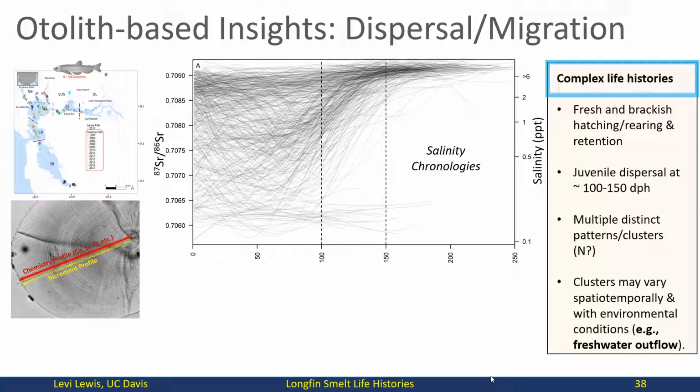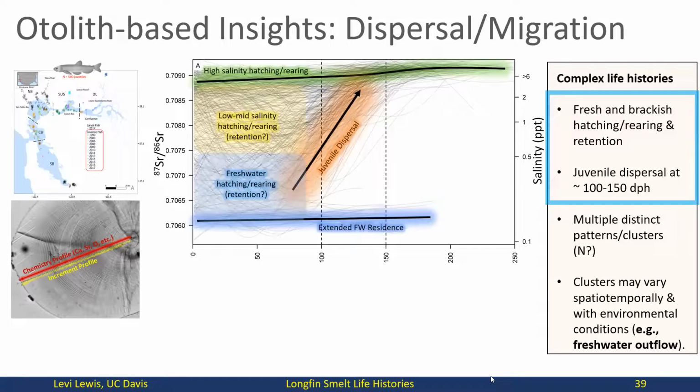And the first thing you can note is that this is a pretty complex life history. If these were salmon, you would see just this nice kind of sigmoidal pattern, and that's not at all what you see. And there's a couple of important things to point out. One is that you see fresh and brackish hatching, rearing, and retention. And when I say hatching, we may not be able to distinguish whether a fish was born in fresh water and then within a few days ended up in brackish water. But there's very clearly a lot of fish that are spending almost no measurable time in fresh water.